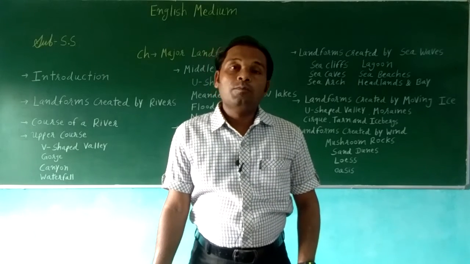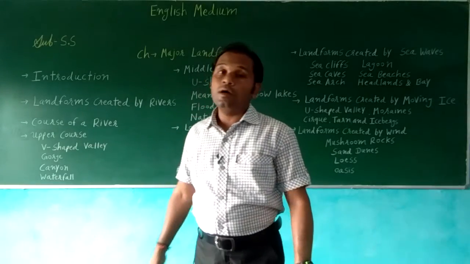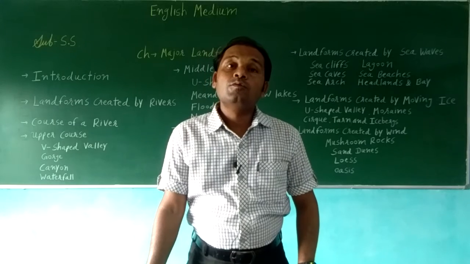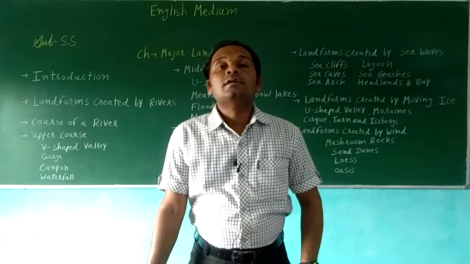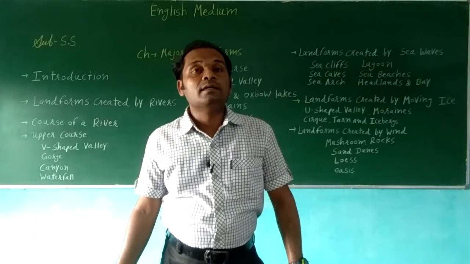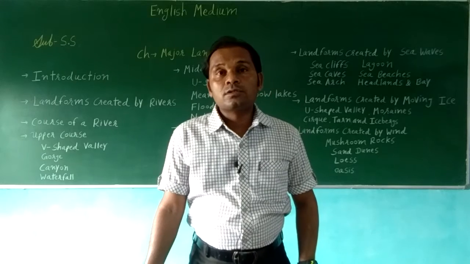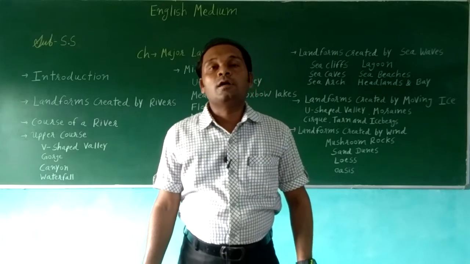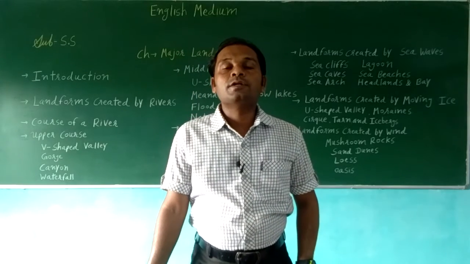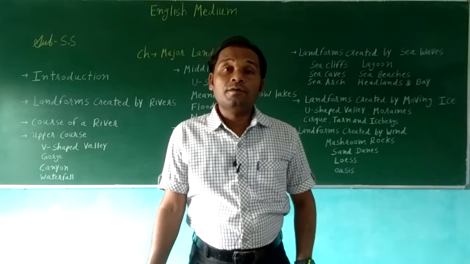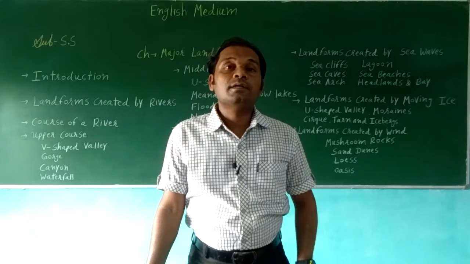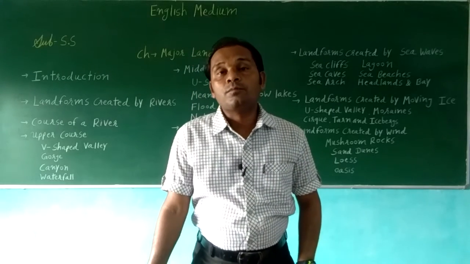The course of a river from its source to its mouth is divided into three stages: the upper course, the middle course and the lower course. We'll talk about the upper course first. The upper course of a river is very near to its origin, where it begins in the mountain.